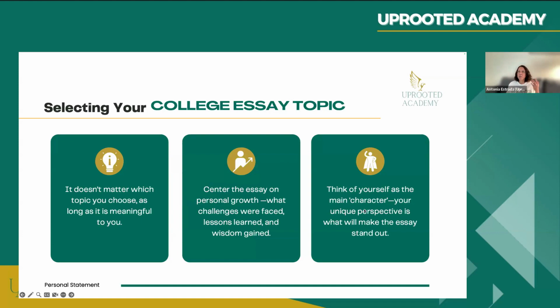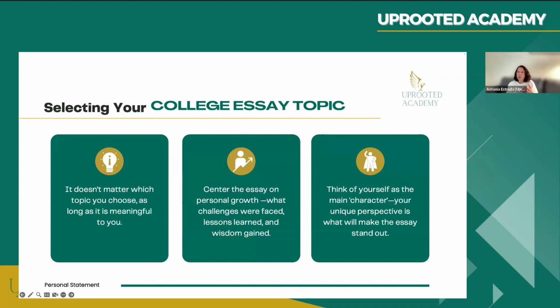And finally, the most important thing that you should remember is that the most important thing in your essay is you. You're the main character. You're the hero of your story. So your own experiences, your thoughts and reflections are what will make your essay special.